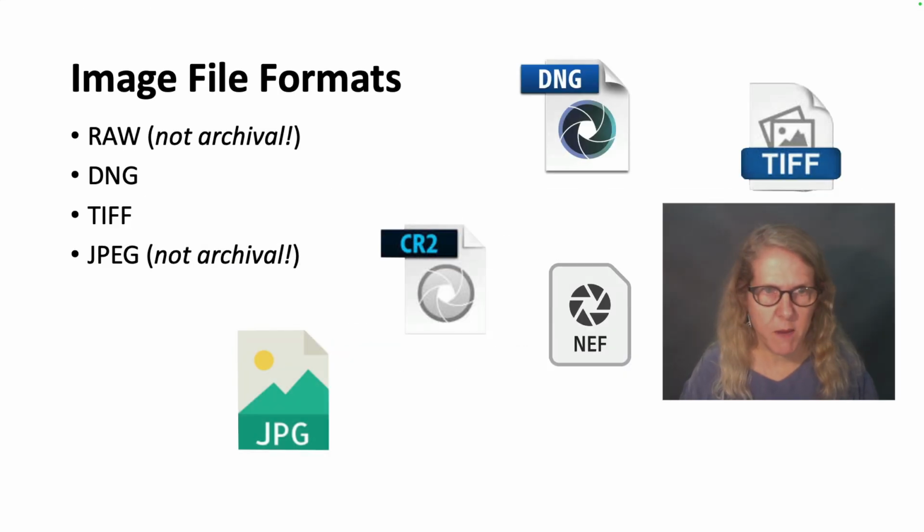So image file formats, there's a bunch of different ones. The ones I'm going to be focusing on here are your camera's RAW format, and then formats we can produce from that, such as the digital negative format, TIFF format, and JPEGs.